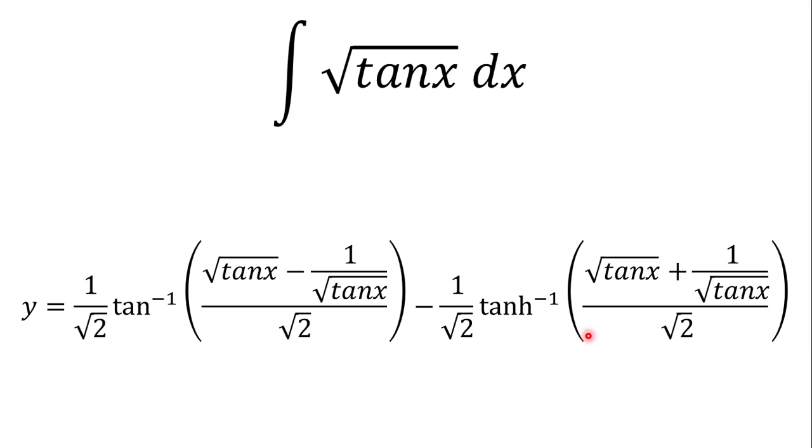All right. So tan inverse of (square root of tan x plus 1 over square root of tan x) all over square root of 2. Now you see this one is the same thing. I just have minus here, and then plus here. I believe you saw why in the previous video. Okay, good.